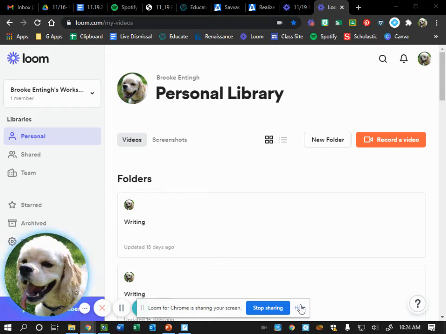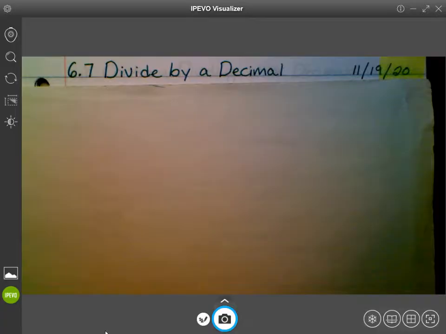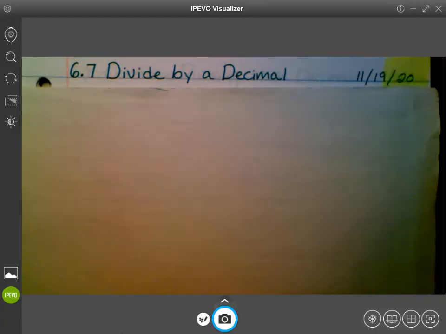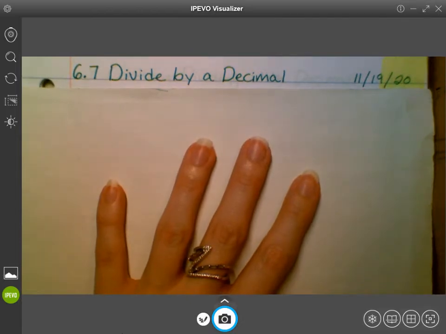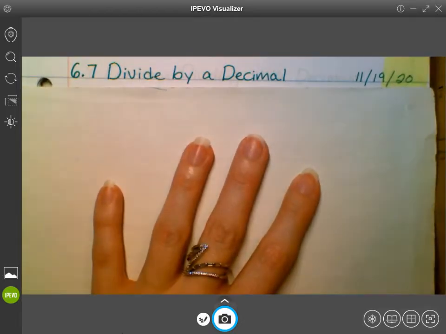All right, we are opening up to the next clean page in our notebook, and we are titling it 6.7, Divide by a Decimal, in today's date, 11/19/20.